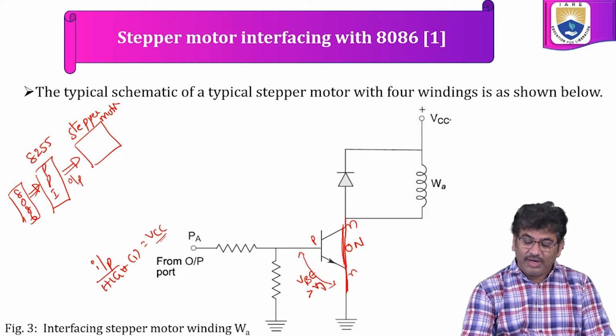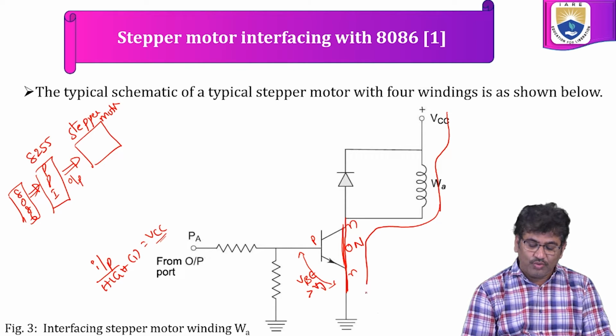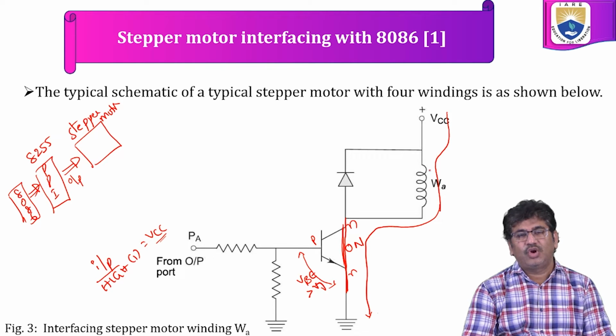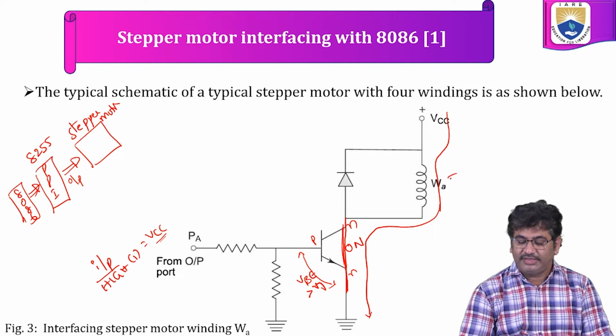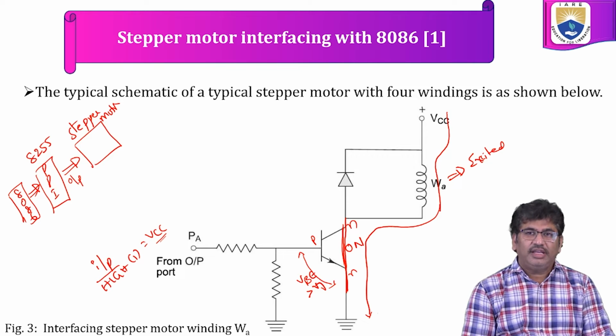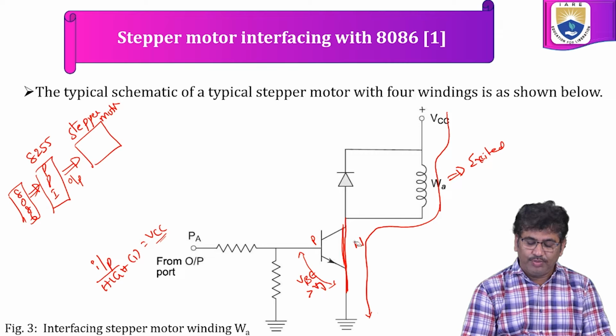Now from the VCC supply, the current will flow through winding A. As this transistor is on, it is going to take the low resistance path towards ground. Now we can say that some amount of current is drawn by this winding A from VCC to ground. So winding A is said to be excited.